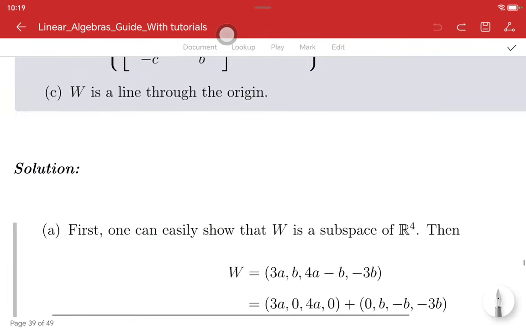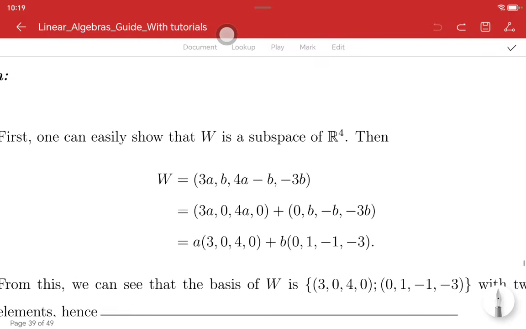So when we check, we are given that W is equal to this. We can separate this into 2. The first one being A. If we check, the first number has 3A. The second one doesn't have A, so we leave this as 0. The third one has 4A, so we put 4A here. The fourth one doesn't have A, so we leave this as 0.